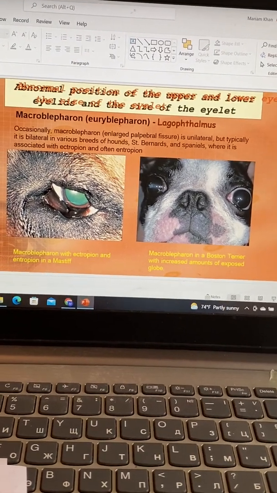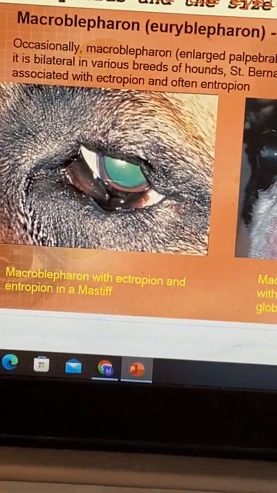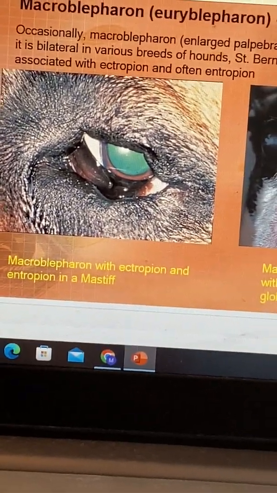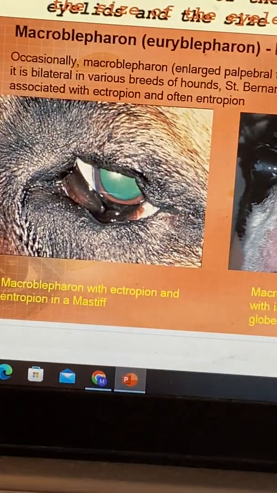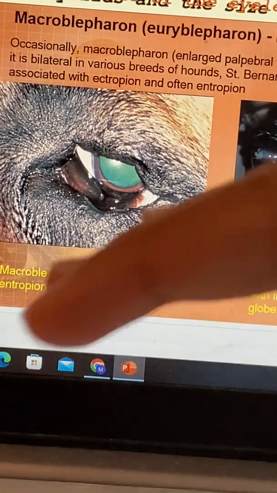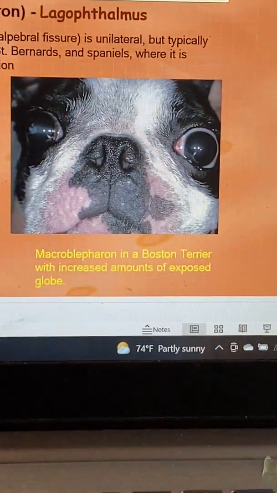You have macroblepharon, so this is where the eyelids are kind of too big, as you can see. It can lead to other diseases like entropion. For example, the eyelids can turn inwards and the eyelashes can actually penetrate the cornea. Ectropion is literally just the opposite. So let's say in this case you would see ectropion.